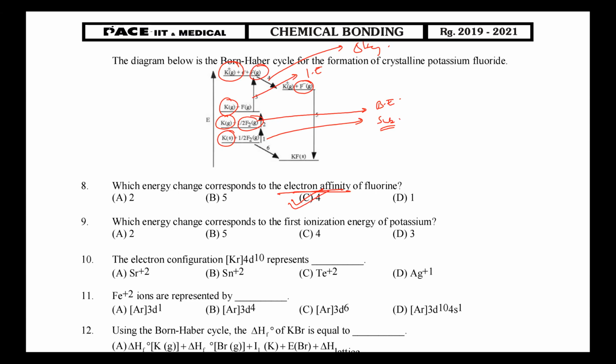Eight का C, yes. Question number 9 देखेंगे, which corresponds to first ionization energy of potassium. It is the step 3 that corresponds to the first ionization energy of potassium. So D. Clear है? नेक्स्ट देखो, एक और क्वेश्चन देखो, उसके नीचे एक और क्वेश्चन है.